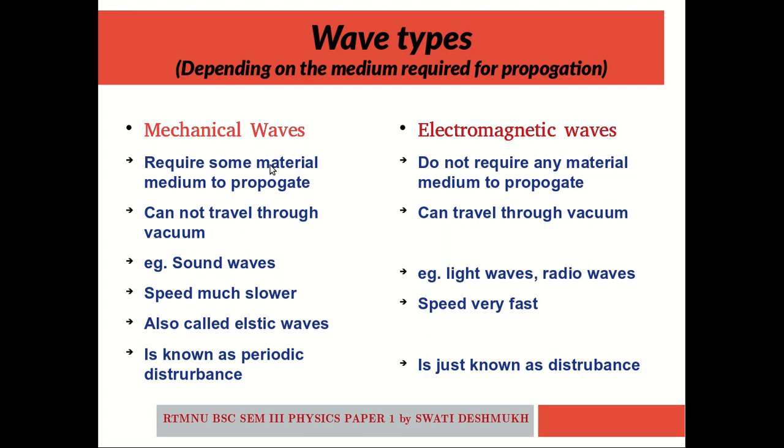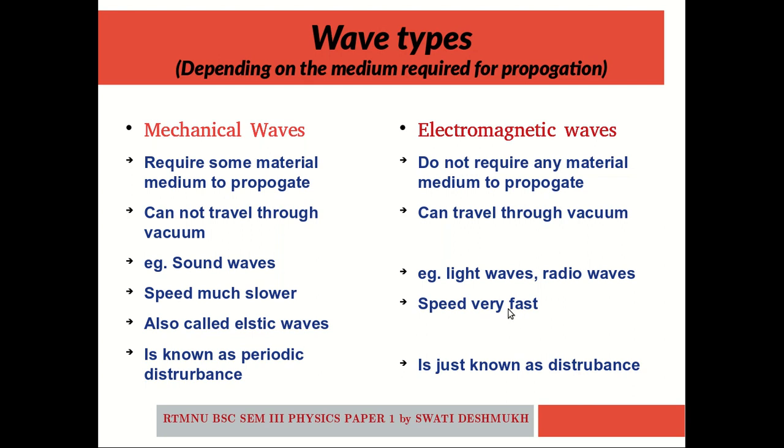What are the examples of mechanical wave? These are the sound waves or the vibrations on the string of a wire. These are the mechanical waves. Whereas the light waves that include the whole electromagnetic spectrum ranging from microwave waves up to the gamma ray waves, all these are the electromagnetic waves. The mechanical waves are generally known as the periodic disturbance of medium, whereas electromagnetic waves are just known as the disturbance.